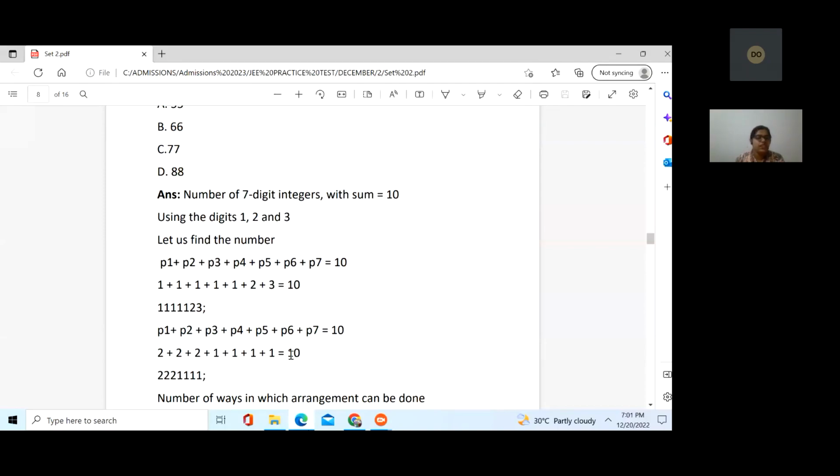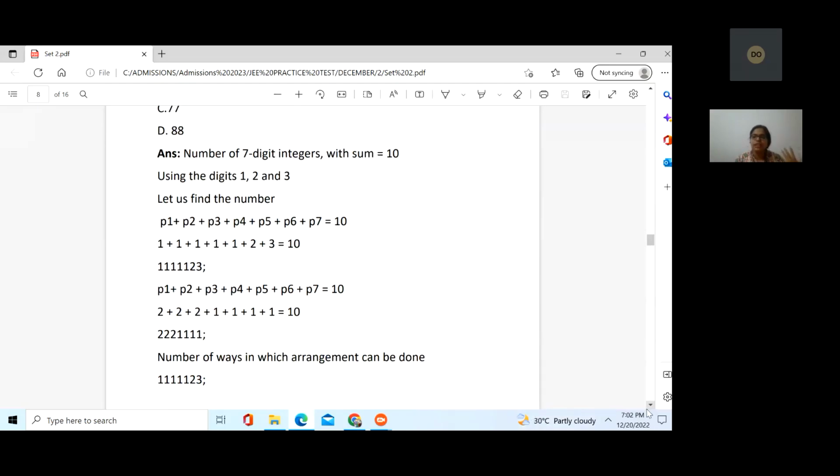So in the first case, if I'm taking 5 ones, then the other digits will be 2 and 3. So this is totally 10. Now what about the next case? You can think about how many cases you'll be able to write. This is a very simple question.